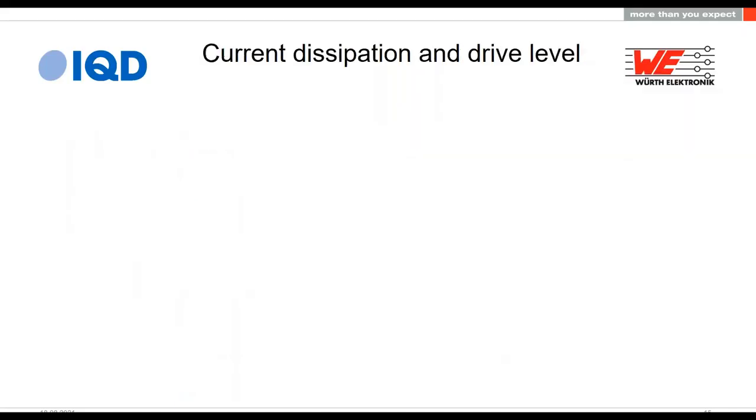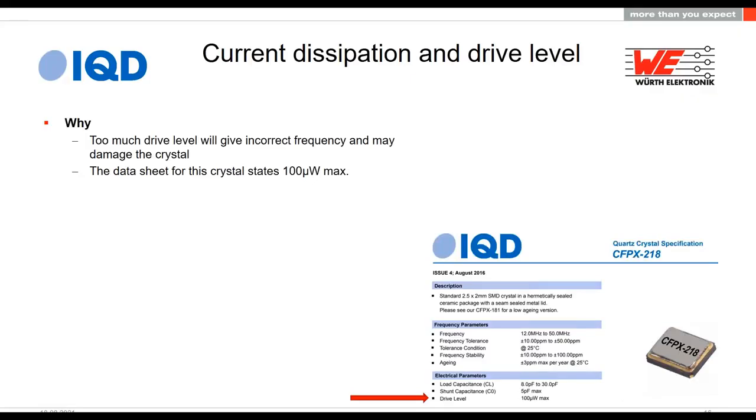Okay. Well done, guys. If you're still with me, that was some pretty in-depth crystal stuff and maths there. But we're going to move on to a different measurement now. Having done that one and made those corrections, this next measurement is called current dissipation and drive level. Why are we looking at current dissipation and drive level? Because on the data sheet for this crystal, it states that the drive level should be less than 100 microwatts. Yeah, and that too much drive level will give you an incorrect frequency and it might even damage your crystal.